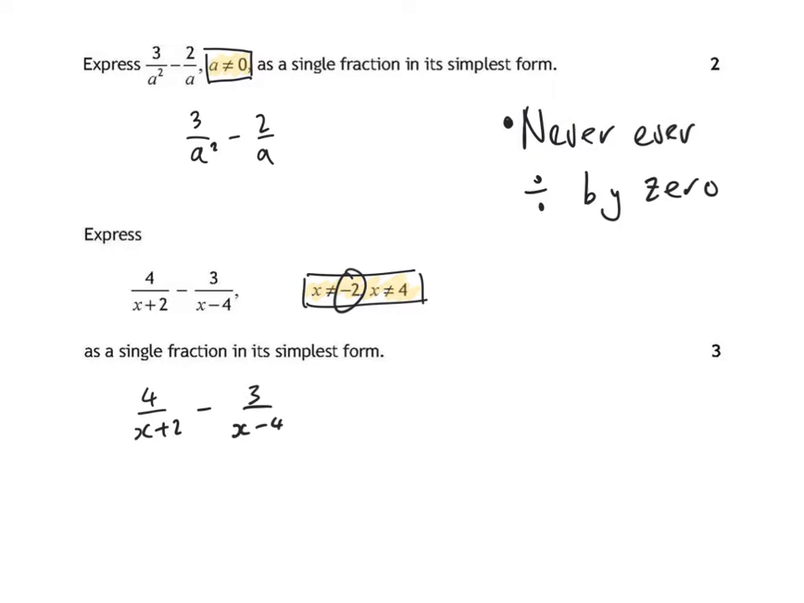And the same thing happens when we plug in the 4. We end up with 4 over 4 plus 2 minus 3 over 4 minus 4, which gives us 4 over 6, no problems there, minus 3 over 0. 3 divided by 0, undefined. So we don't need to worry about it in terms of answering these questions, but that is what these mean.